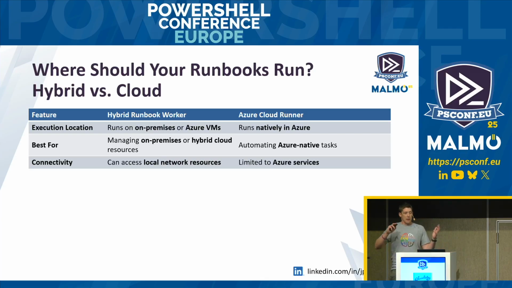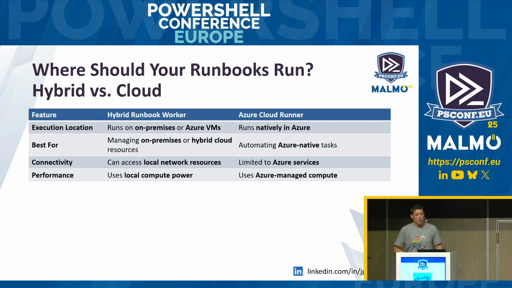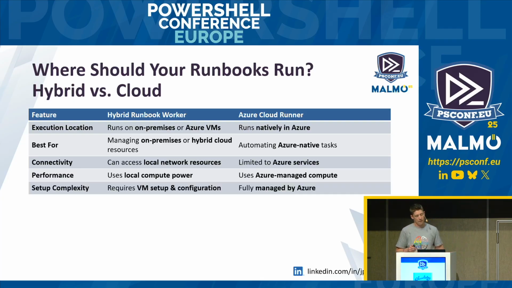Again, the Azure Runner is limited to the Azure services that it can access, whereas the hybrid runbook worker will be within your network. You can access local network resources. Performance-wise, the hybrid runbook worker will perform with whatever spec you give it, right? If you give it the smallest VM you've ever seen, it's going to perform pretty poorly. But if you need extra power, you can scale that VM up. You'll pay the price for it, obviously, because it's in Azure, but you can use all that power. And actually, if you have a VM on-prem, you won't pay the price for having a bigger VM Azure-wise, right? It will be your on-prem data center.